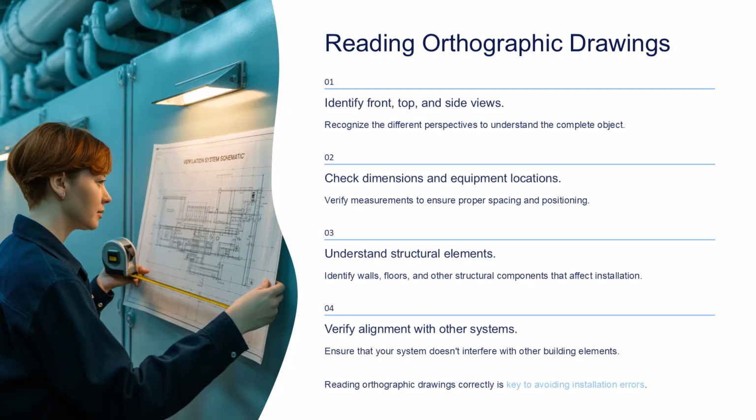Each view gives a unique perspective that must be understood in relation to the others. Dimensions and equipment locations must be verified carefully. Structural elements also need attention to avoid misalignment. Legends and notes act as essential guides for interpretation. Misreading even one detail can result in costly installation errors. For technicians, accuracy in reading orthographic views ensures smooth construction and precise operation of hotel systems.